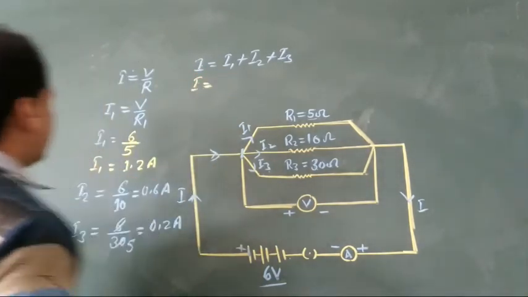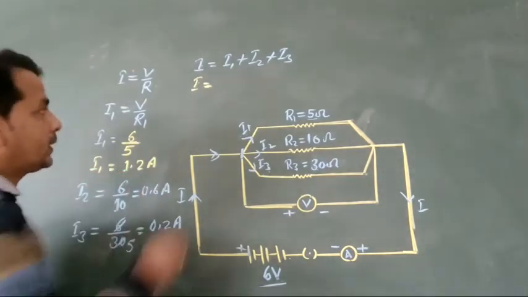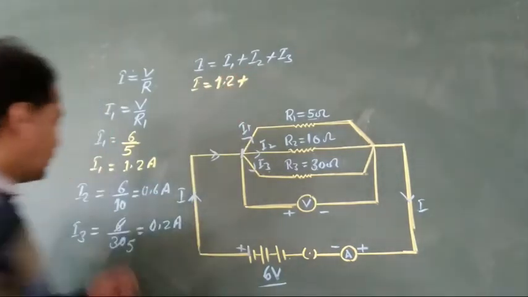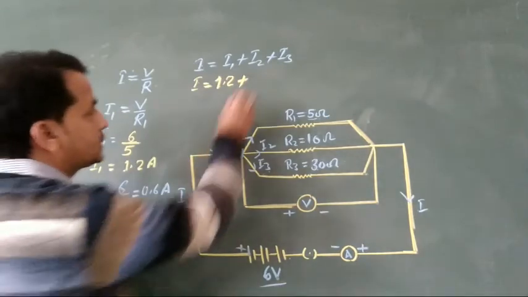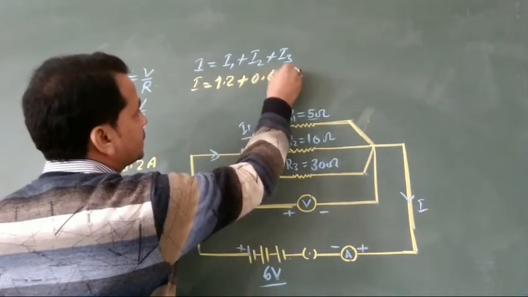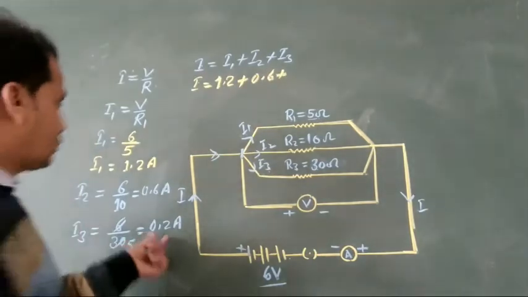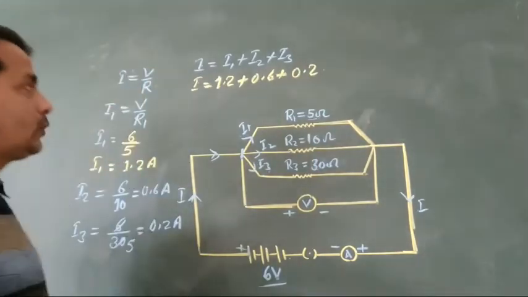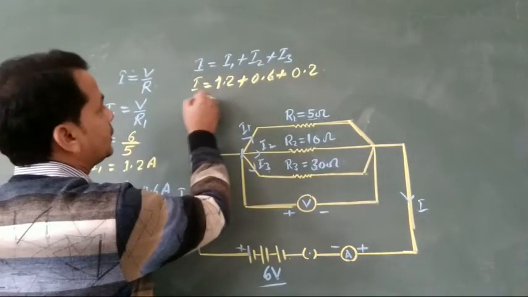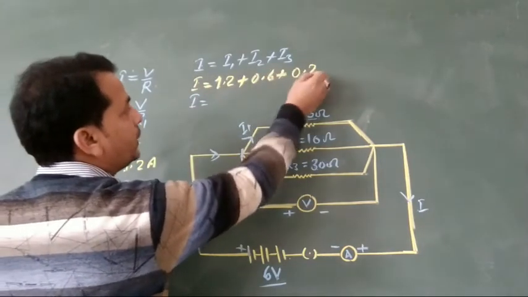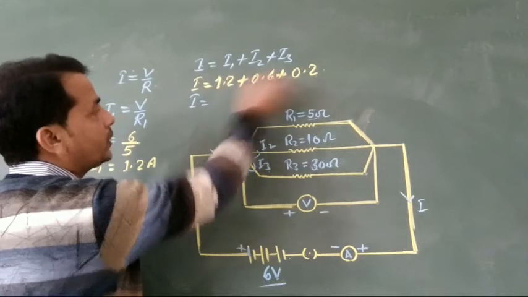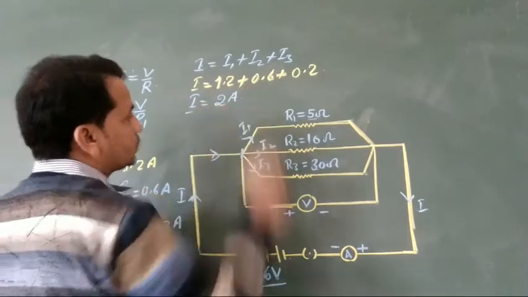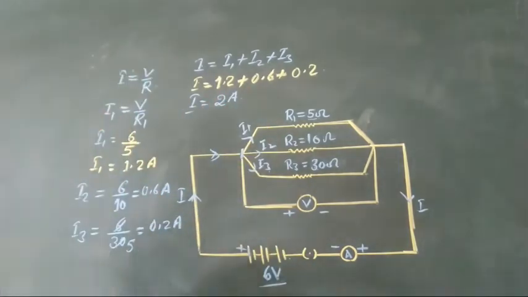So I equals the value of I1, 1.2 ampere, plus I2, 0.6, plus I3, 0.2. Then the total current I equals 0.2 plus 0.6 plus 1.2, which is 2 ampere. So the net current is 2 ampere.